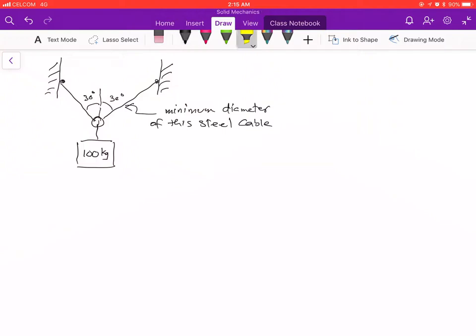So the material here is steel, and you know very much that steel has a yield strength of 200 gigapascal. So let's go ahead and calculate what is the minimum diameter of the steel cable. The first order of the day is to create the free body diagram. So I have the free body diagram like so.